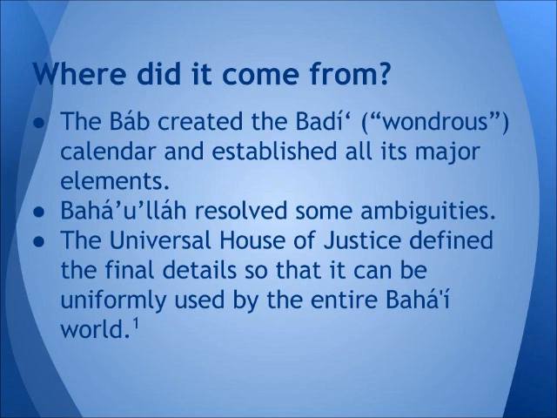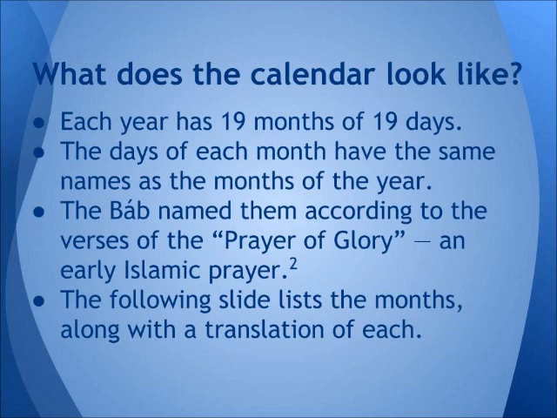The Bab created the Baha'i calendar and established all its major elements. Badi means wondrous. Baha'u'llah later resolved some ambiguities in the calendar. Then the Universal House of Justice defined the final details so that it can be uniformly used by the entire Baha'i world. Each year has 19 months of 19 days.